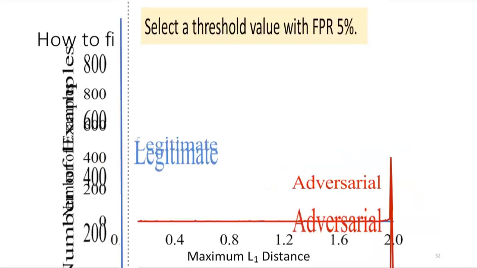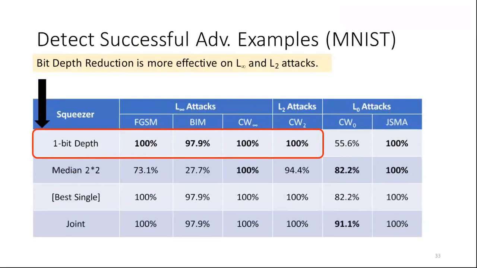So we actually use training data just to select a threshold T to make sure the false positive rate on that training data is within 5%. And then we use this learned threshold T on validation data to evaluate detection performance. This page, page 33, summarizes detection performance on MNIST using one-bit depth reduction across 11 different types of attacks. And our one-bit depth squeezer can detect almost 100% of the L-infinity and L-2 types of attacks.